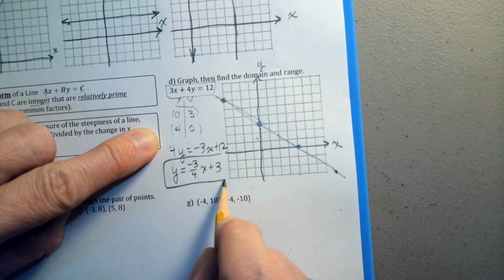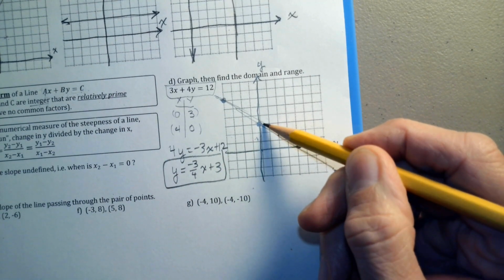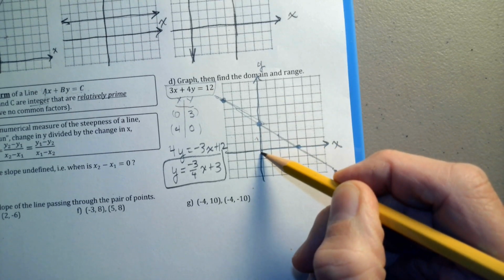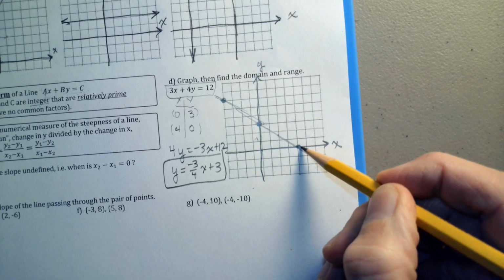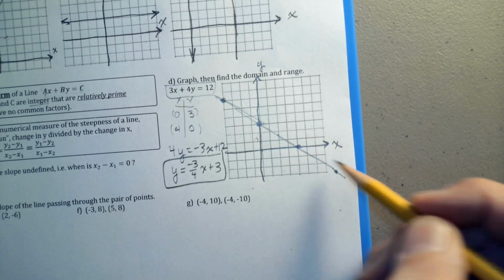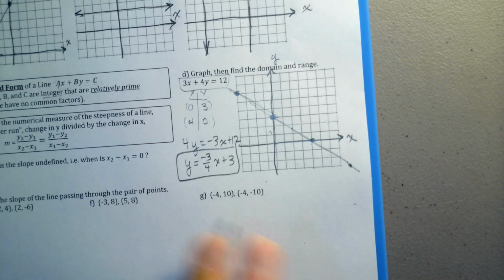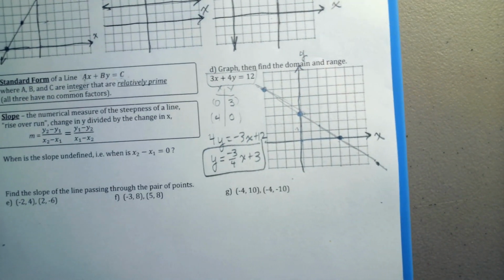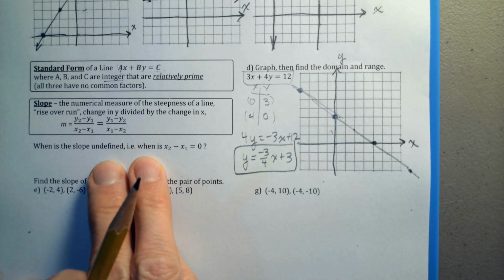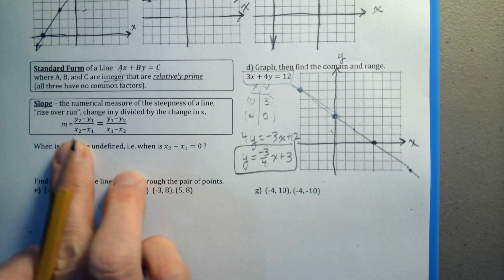And so then you can see very quickly that I have a y-intercept of 3 and a slope of negative 3/4: down 3, which is negative, to the right 4, which is positive. So that slope would be a negative 3/4. Then just keep doing that and getting other points. We could do it that way, or you can use the intercepts. All right, when is the slope undefined? Slope.